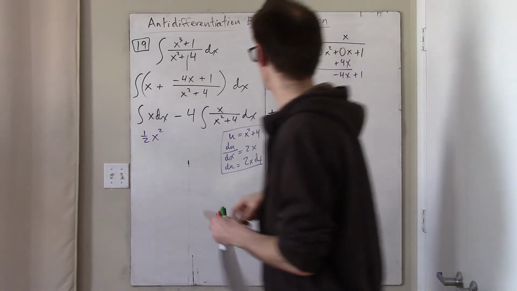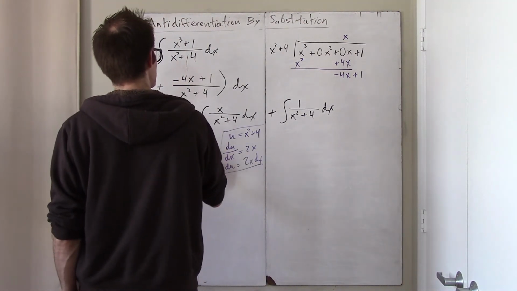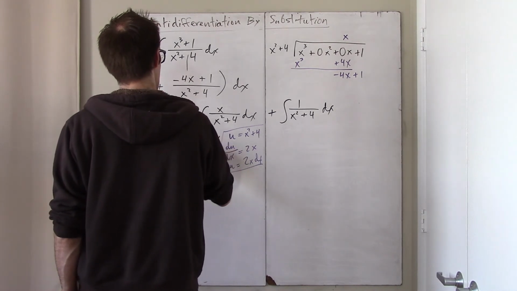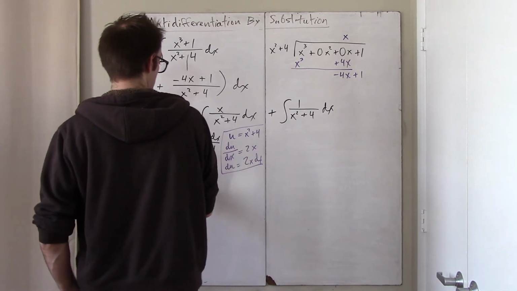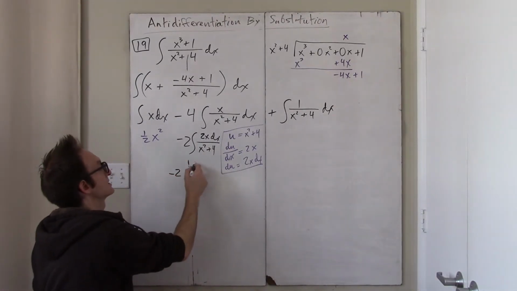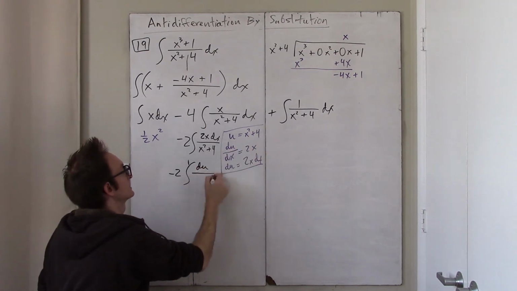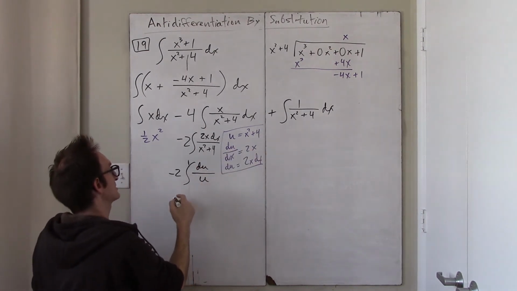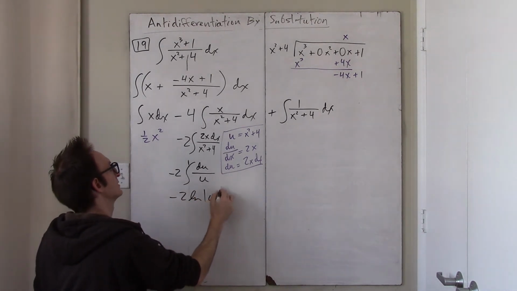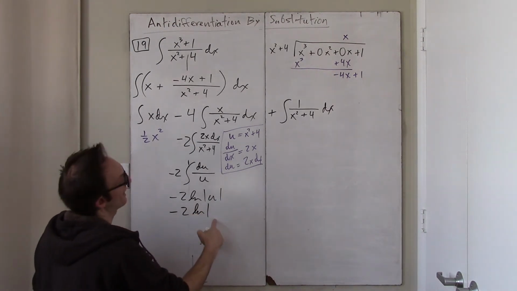I don't even have to do it mentally. I guess I can just do it. So it's minus 2 antiderivative of 2x dx over x squared plus 4. Okay, but the point of this is that now I can do a u sub, and it becomes minus 2 times the antiderivative of du over u, since 2x dx is du and x squared plus 4 is u. So this part turns out to be minus 2 ln absolute value of u, or minus 2 ln absolute value of x squared plus 4.